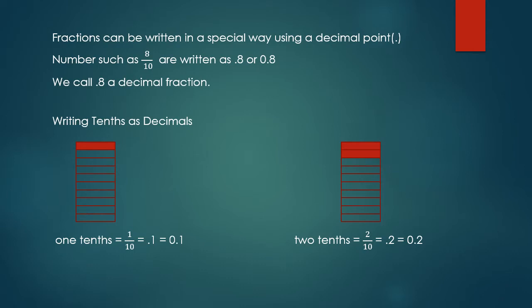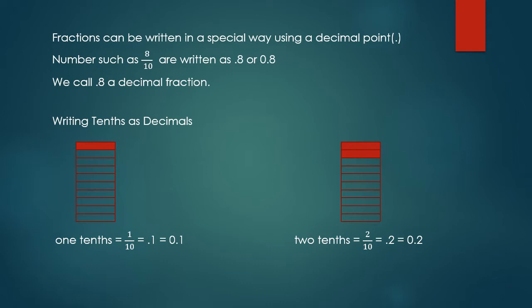Fractions can be written in a special way using a decimal point. Numbers such as 8 upon 10 are written as 0.8. We call 0.8 a decimal fraction. I'm repeating again: fractions can be written in a special way using a decimal point.